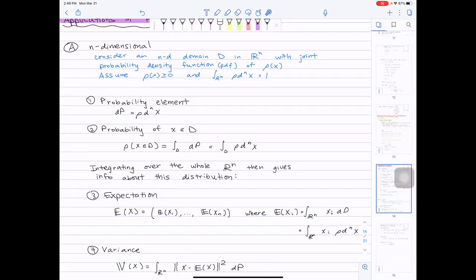Yeah. Do those bars mean magnitude? Yes, magnitude or length.